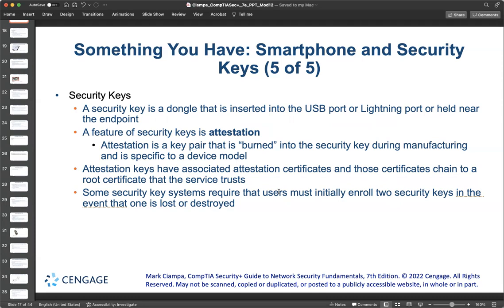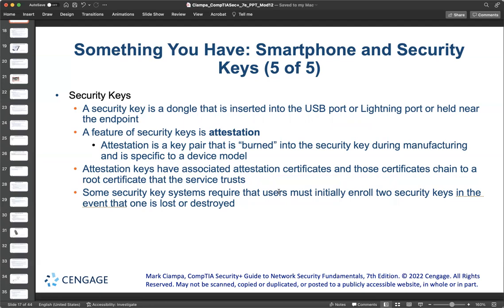A security key itself is a dongle that is inserted into the USB port or Lightning port or held near the endpoint. A feature of a security key is attestation, right? The attestation is a key pair that is literally burned into the security key, meaning you have a chip that is not rewritable on your security key that has this key burned into it. And this happens during manufacturing and is specific to that device model.